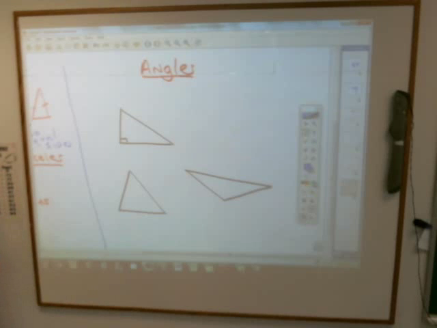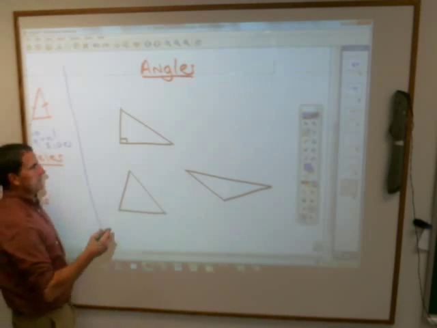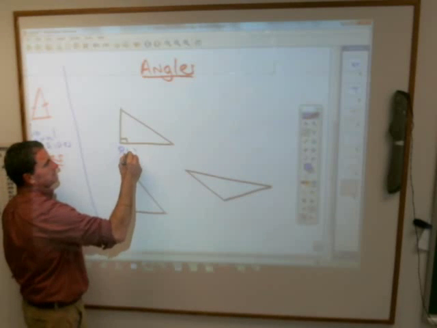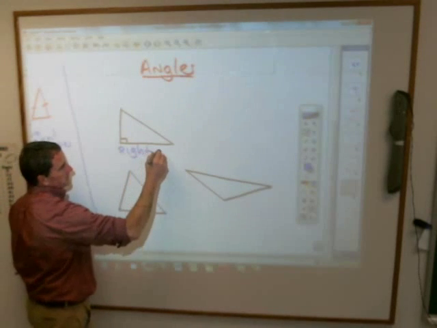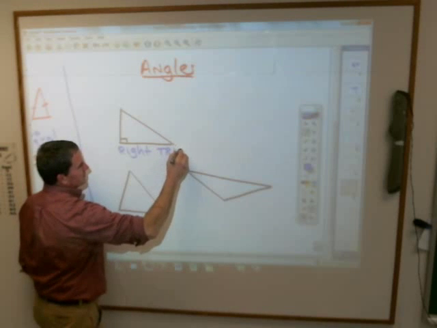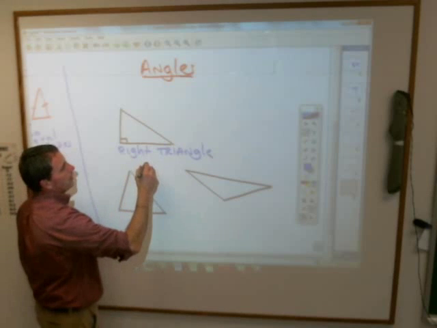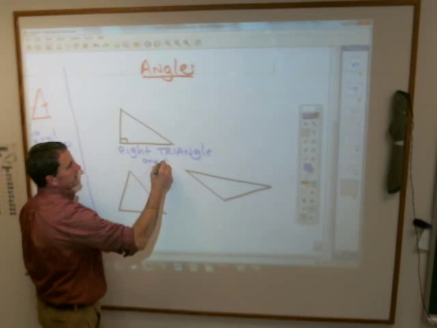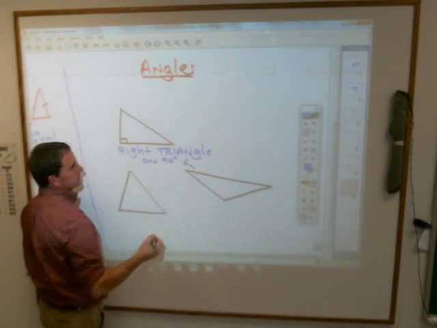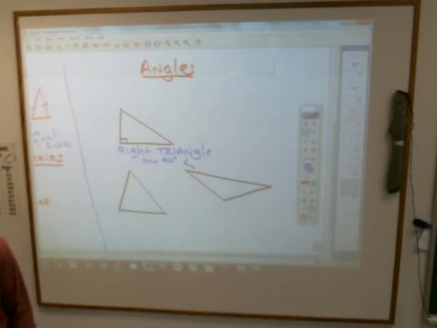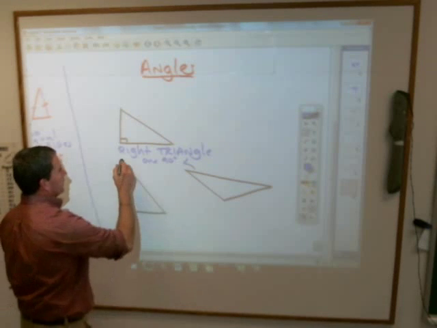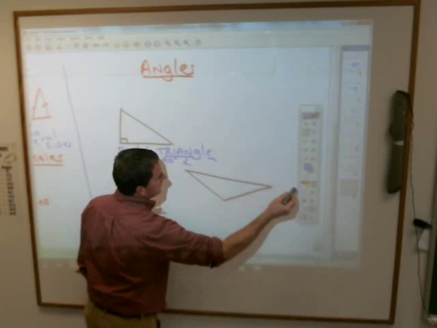If it has a 90-degree angle in it, anybody know what that's called? That's tough. Zach? It's a right triangle. The right triangle has one 90-degree angle. One 90-degree angle. That's a right triangle.